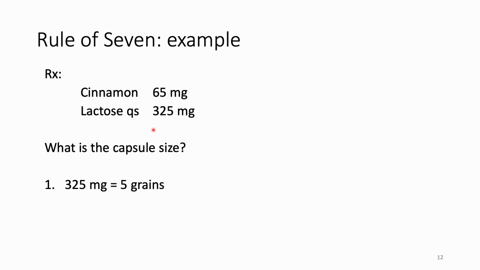The total amount of capsules is 325 milligram. Then you convert milligram into grams. 325 milligram is equal to 5 grams. Then subtract from the 7. 7 subtract 5 equals 2. From the table, the capsule size is size number 2.